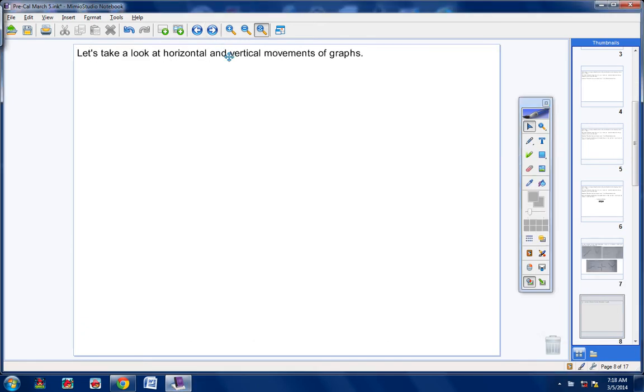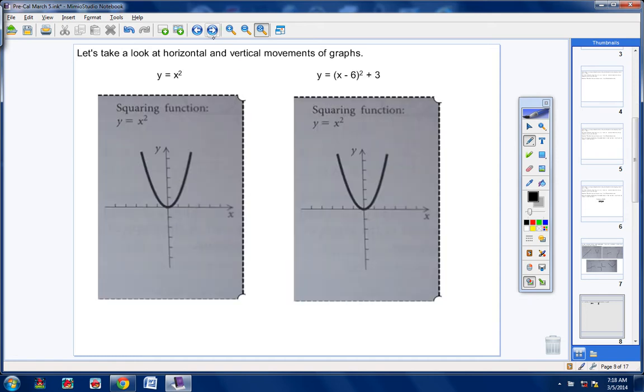Let's start off by taking a look at horizontal and vertical movements of graphs. In other words, horizontal means movements to the right and to the left, and vertical, movements up and down. Now, you're going to have to pause the video a lot and write graphs down. I'm not going to wait for you to do that, but you really need to do that, okay?